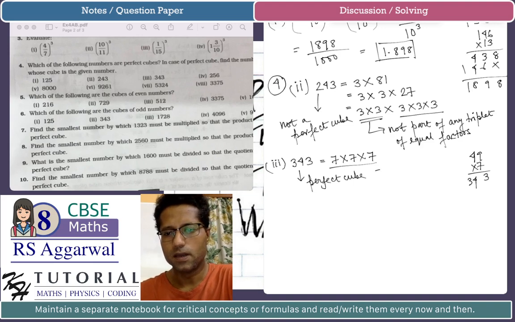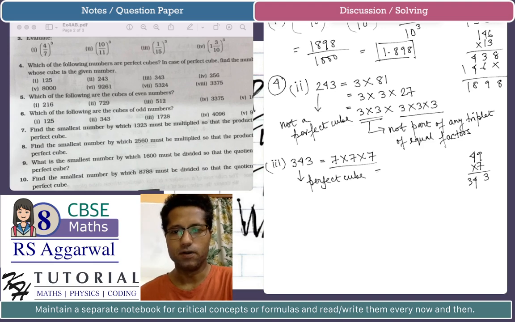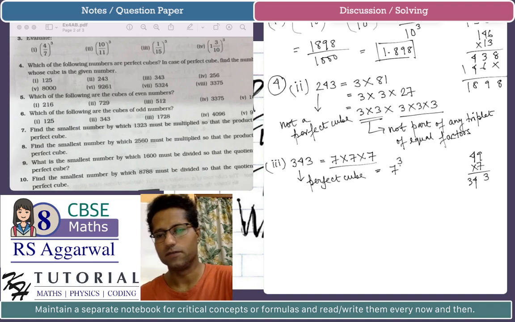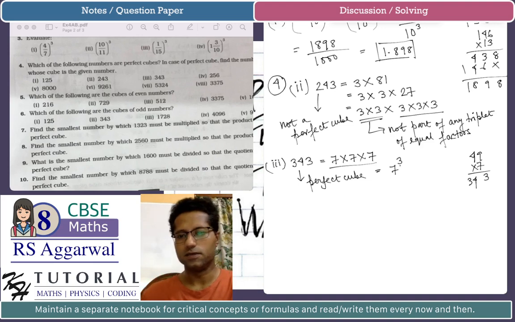From the prime factorization we can say that this is a perfect cube. If from the prime factorization we see that a number is a perfect cube, how do we find the number whose cube is that number? We take one factor from each triplet. The product of one factor from each triplet is the number whose cube is the given number. So we see that this is 7 cube. So the number whose cube is 343 is 7.